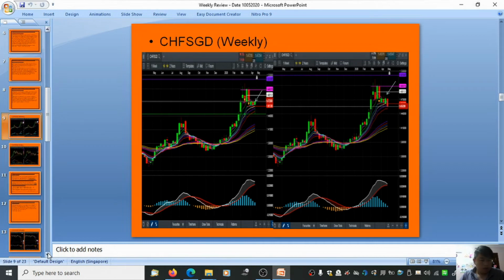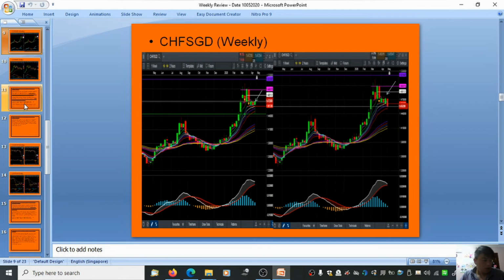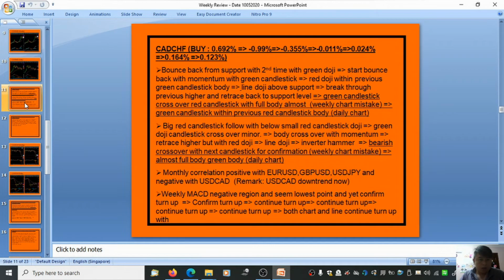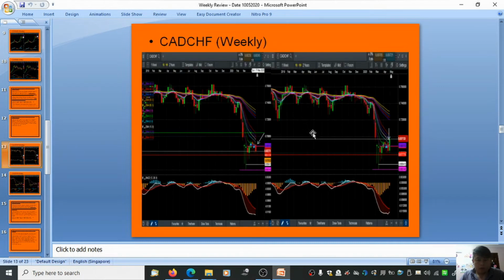Then next will be CAD CHF. So for CAD CHF, the interest earned is 0.123, getting lesser compared to last week. Okay, so have a look at the weekly.